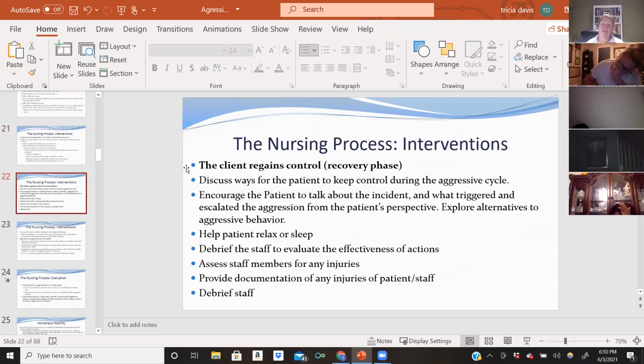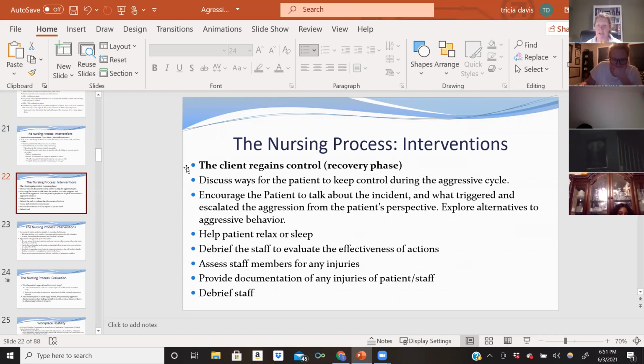So now we have the recovery phase. This is where the client starts to regain control. It's very important during this phase that we go back and discuss ways that the patient could have kept control during that aggressive cycle. So what could we have done? When did you recognize that you were starting to lose control? What made you so angry? What could we have done differently?